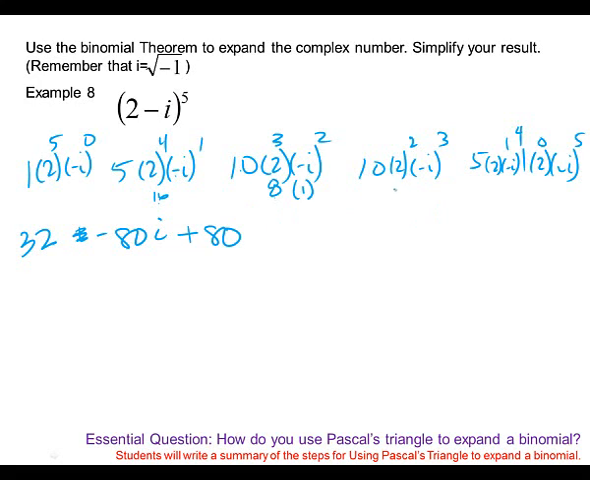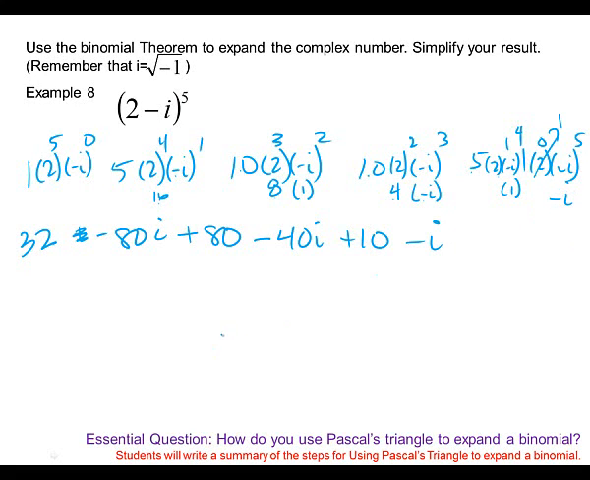All right, what's 2 squared? 4. Negative i cubed is the same as saying negative i. Okay, so what's 10 times 4 times negative i? Good. Negative i to the 4th is the same as saying positive 1. So 5 times 2 times 1 would be 10. And then let's see, 2 to the 0 is 1. Negative i to the 5th is negative i, so minus i.